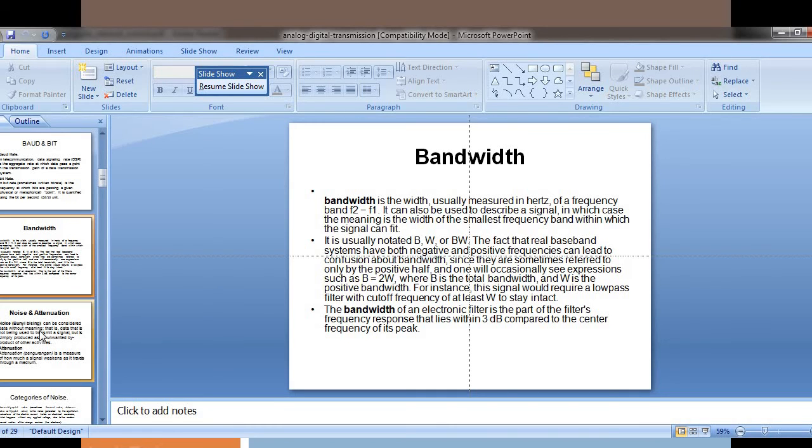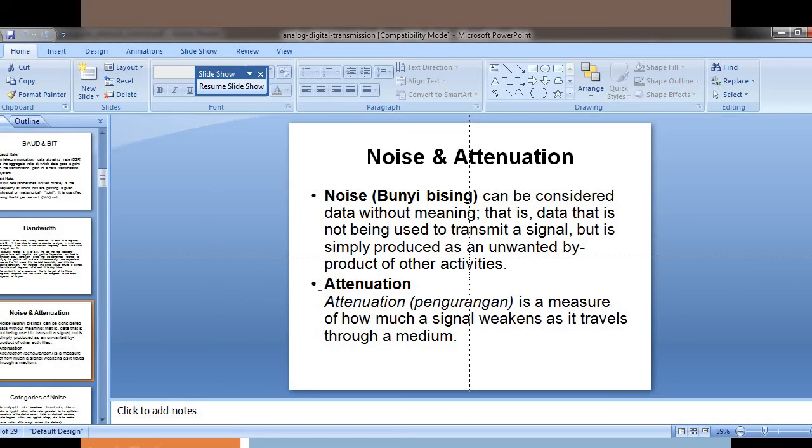Now noise and attenuation are other terms to consider. Noise can be considered data without meaning, that is, data that is not being used to transmit a signal but is simply produced as an unwanted byproduct of other activities. Attenuation is a measure of how much a signal weakens as it travels through a medium. So these are nothing but impairments of transmission media.